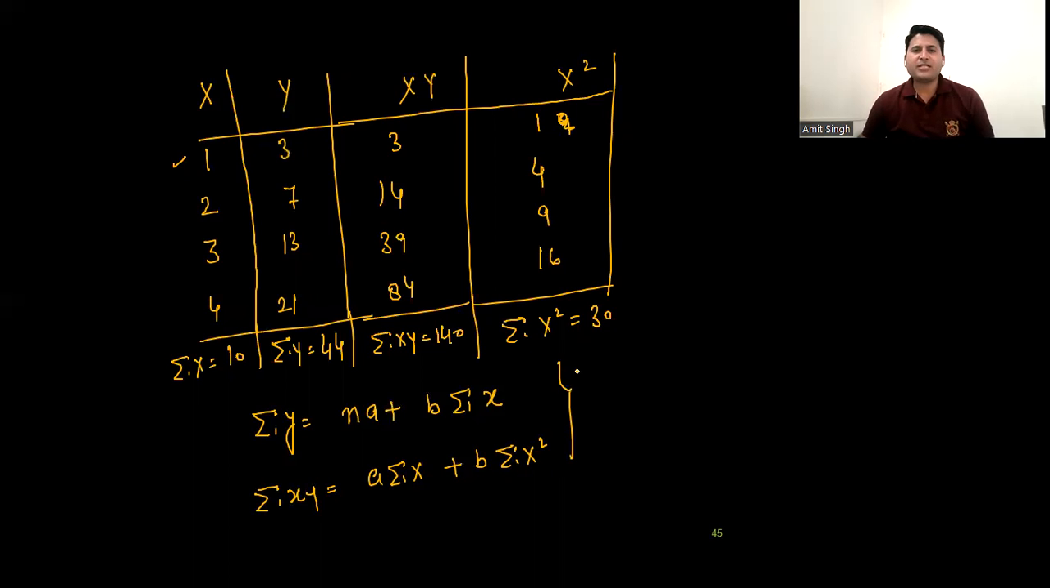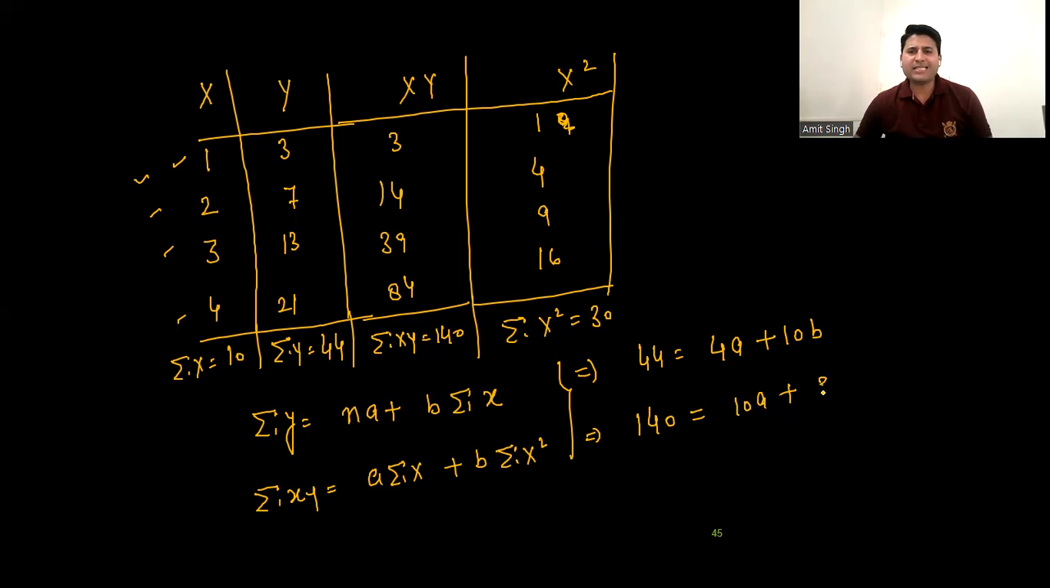Now put them in these equations. So first equation, summation y is 44. What is n? The number of data points, so 1, 2, 3, 4. So 4 times a plus summation of x, which is 10, times b. Equation number 2: summation xy is 140, equals a into summation of x, so 10 times a, plus b into summation of x square, so 30 times b. So these are the two equations that we have obtained.